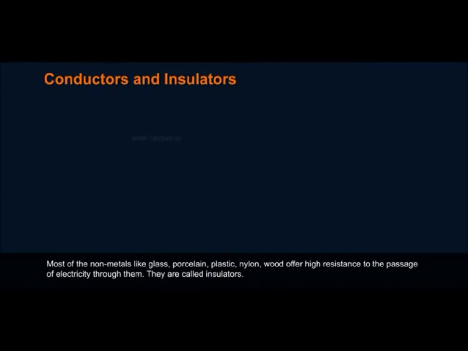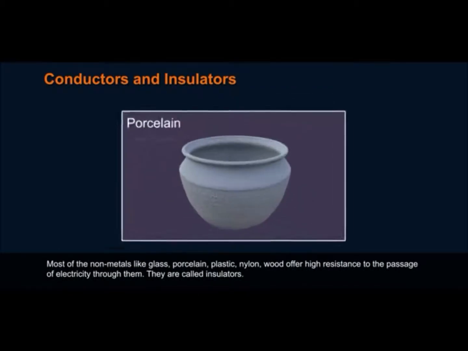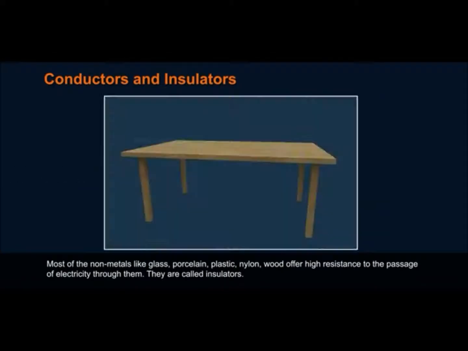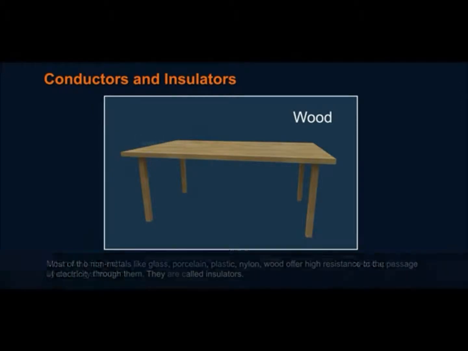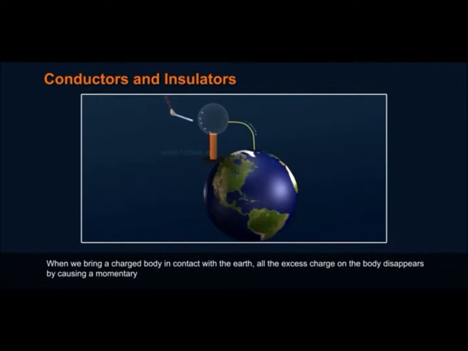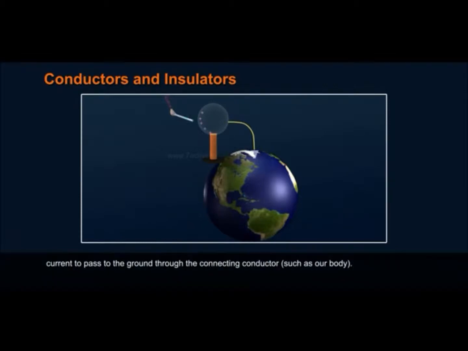Most of the non-metals, like glass, porcelain, plastic, nylon, wood, offer high resistance to the passage of electricity through them. They are called insulators. When we bring a charged body in contact with the earth, all the excess charge on the body disappears by causing a momentary current to pass to the ground through the connecting conductor, such as our body. This process of sharing the charges with the earth is called grounding or earthing.